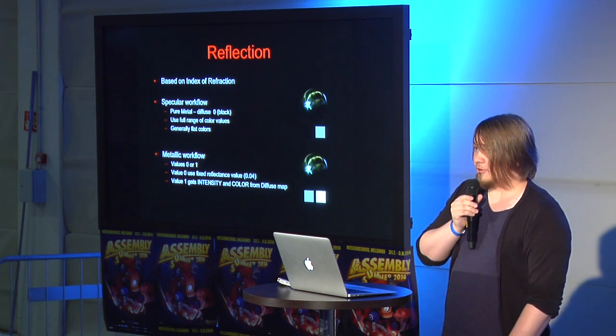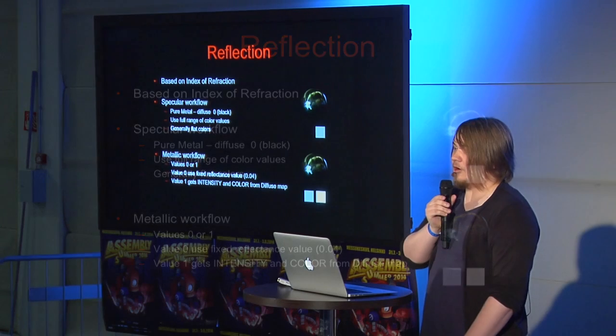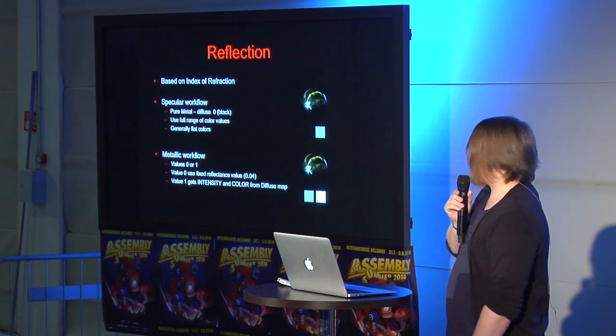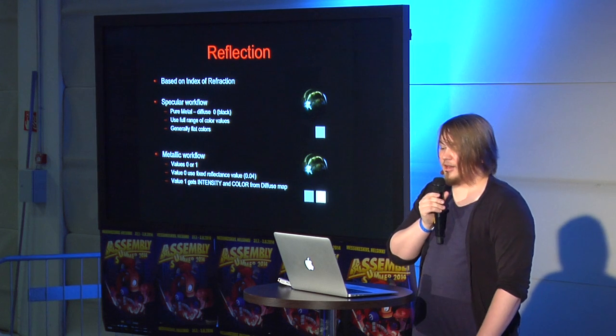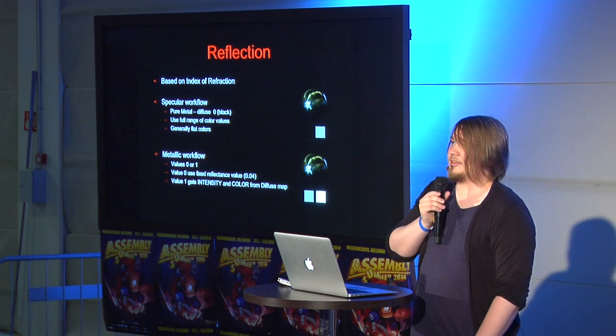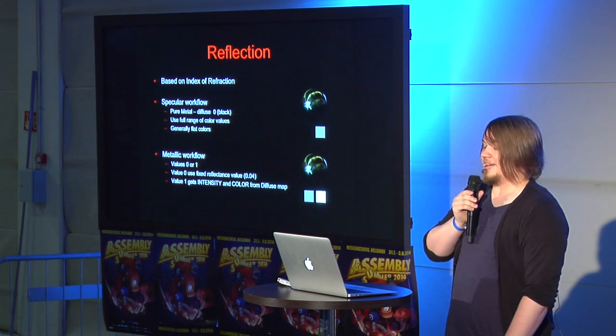And then there's the metallic workflow, which is what, for example, Unreal Engine 4 uses. So Unreal Engine 4 no longer uses specular maps. The metallic map is basically a mask, so it uses only values 0 or 1, so black and white. And the values of 0, so basically your insulators, get a fixed reflectance value. In Unreal Engine 4's case, it's 4%. And the value of 1 gets the intensity and color from the diffuse map. So basically, it combines the specular map for the metals with the diffuse map of the insulators.